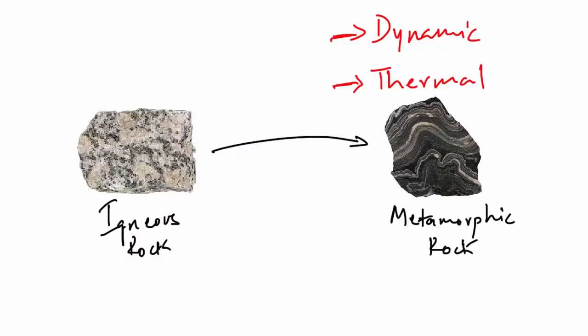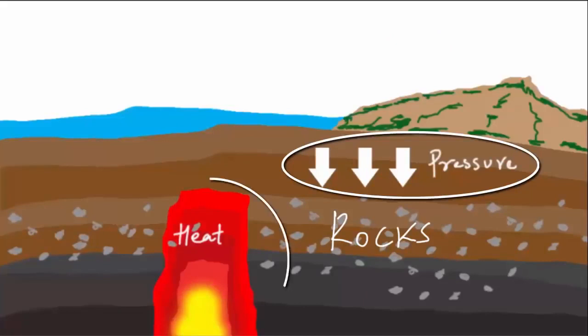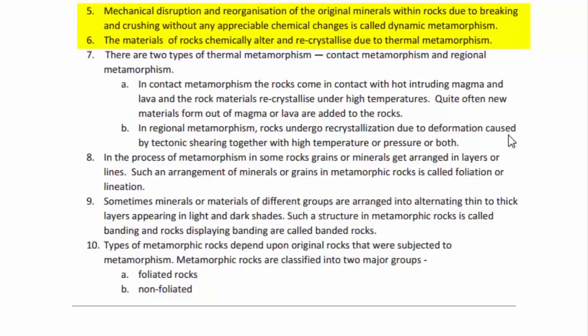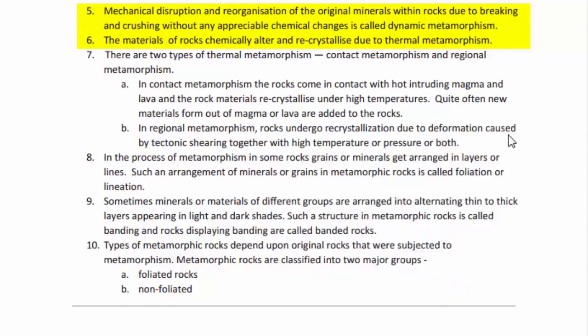Now rocks undergo dynamic as well as thermal change. One is due to the pressure of the massive weight of the landform and the other is due to heat from the interior of the earth. It is very easy to remember this. In chemistry, if you want to separate the elements from a mineral, you basically heat it to a point that it melts. So thermal metamorphism does chemical alteration to the rocks.